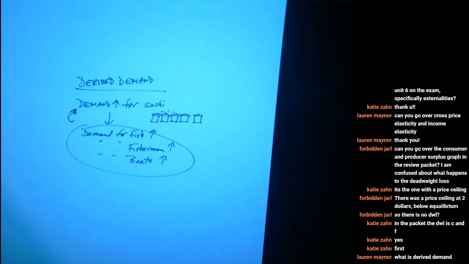Anything else? Any other questions? I'm sure the Terps are getting whomped right now. Oh, they're coming. No, it's down by 14. Oh, they lost by 14.